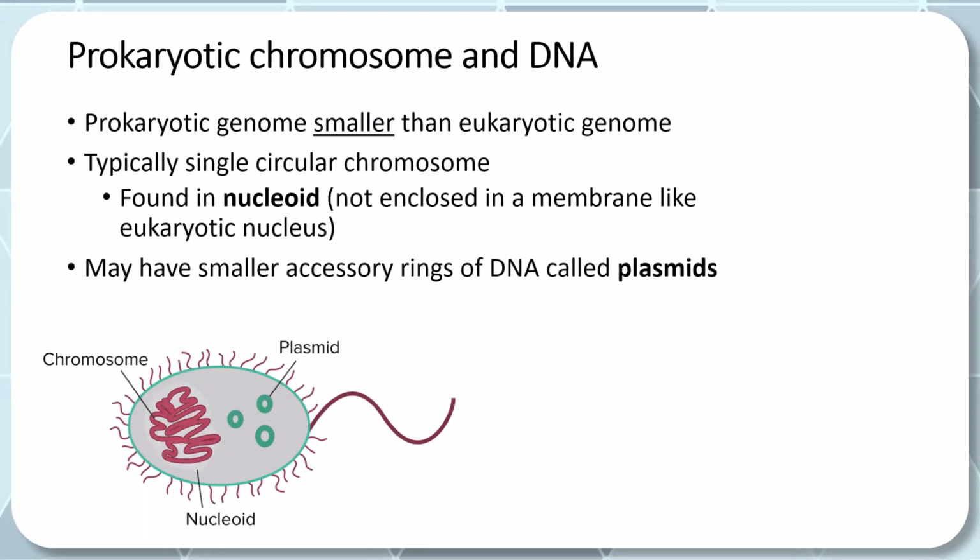As far as the genetic material in prokaryotic cells go, the prokaryotic genome is smaller than the eukaryotic genome. Typically, they have a single circular chromosome found in a region that's called the nucleoid region. It's not enclosed in a membranous nucleus like eukaryotic cells have. They can also have smaller accessory rings of DNA that are called plasmids.